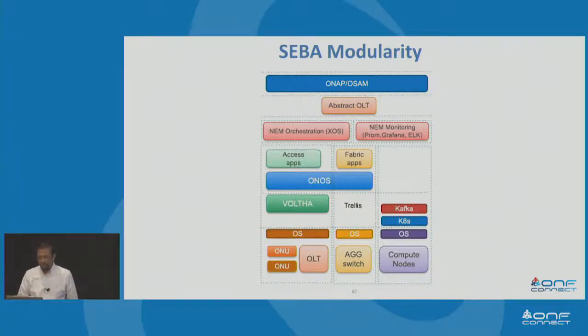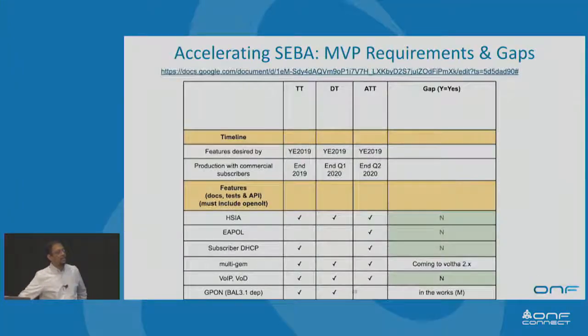So the point behind showing you all this is that the three operators that have committed to taking SEBA into production next year, DT, AT&T, and TT, have different requirements, right? And these operators have made different choices. Some have gone with parts of the system, taken more, some have taken less, and so on and so forth.